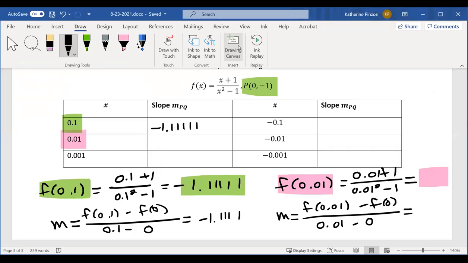Remember, we were estimating, and it's weird that they're coming out to be the same number. That won't always be the case. I'm going to do it again for this one, right? I'm just going to change all those 0.01s to 0.001s. I'm going to do the same thing for this side. I'm just going to change them to negative 0.01s.